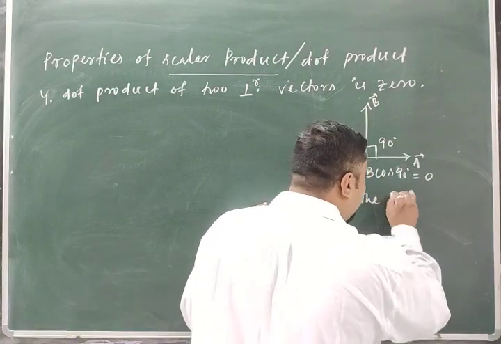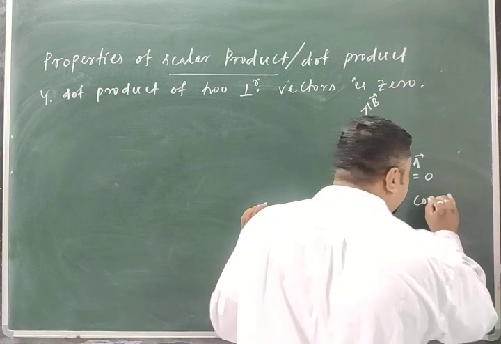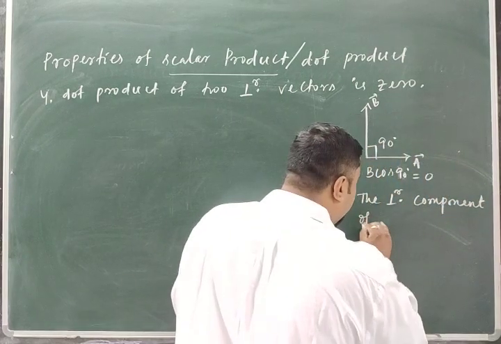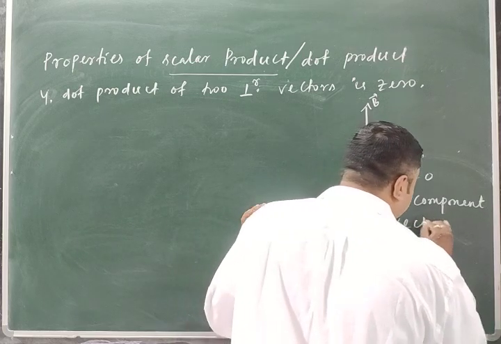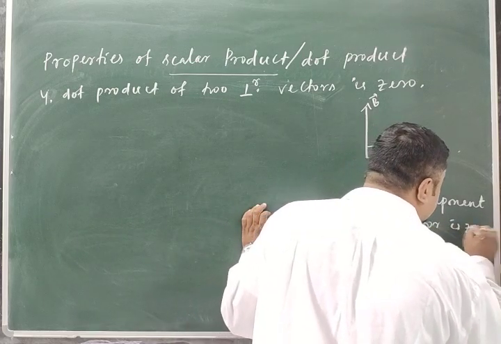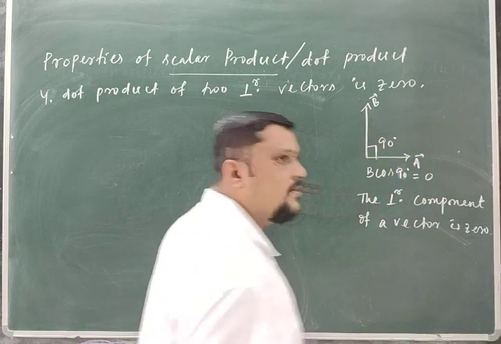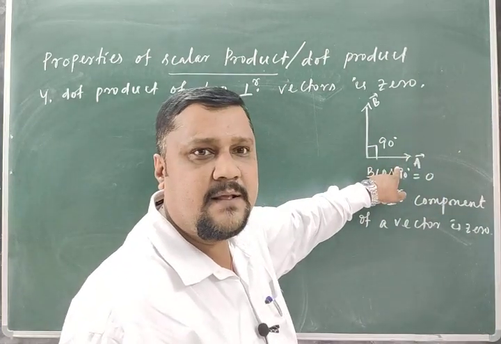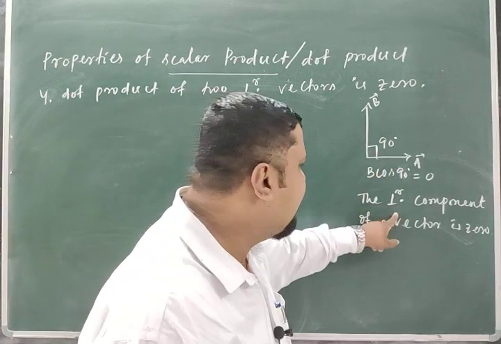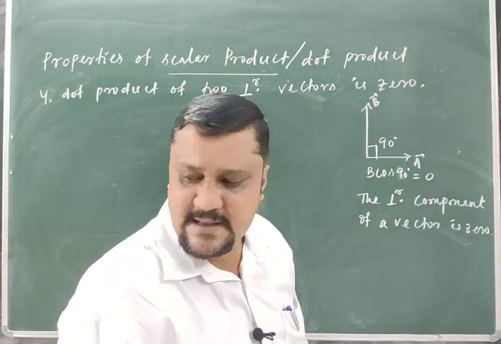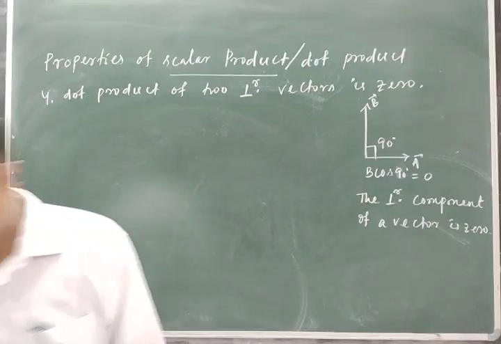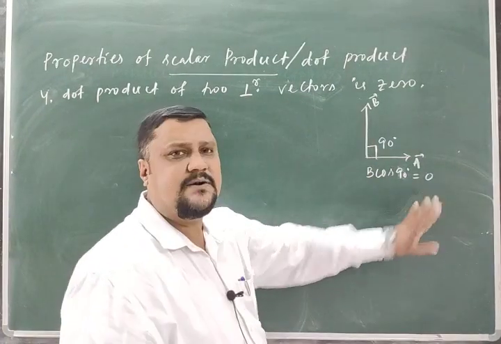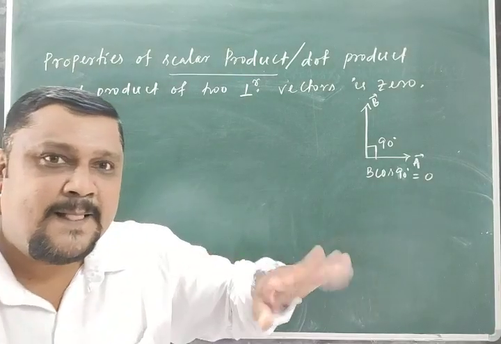Remember this one: the perpendicular component of a vector is 0. If a vector is there, its perpendicular component is 0, right? So here this is the perpendicular component, but this is not my point. Here B cos 90 is equal to 0. So this gives me another idea.